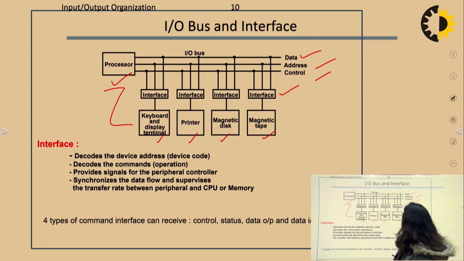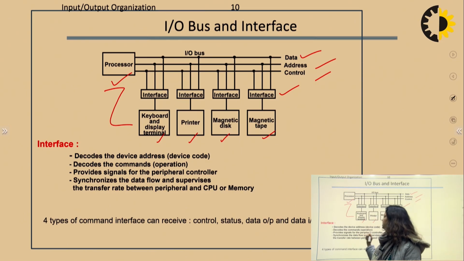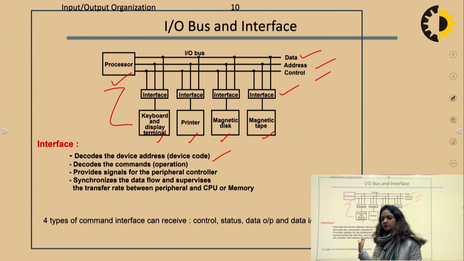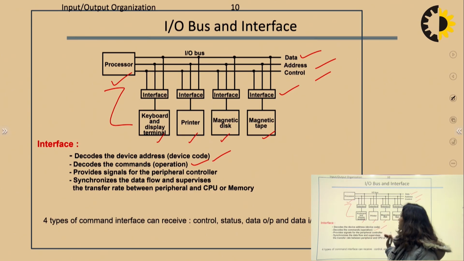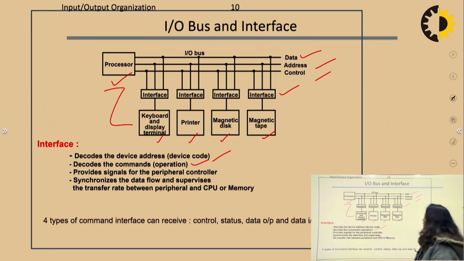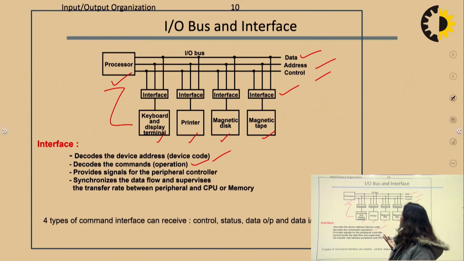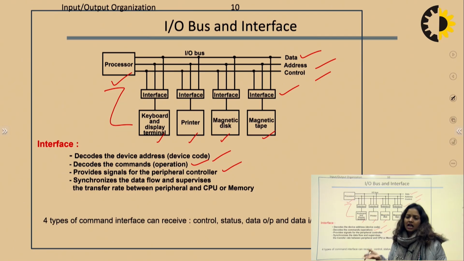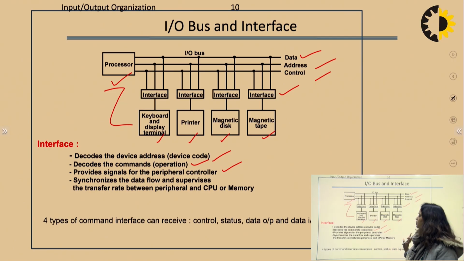Now, what is the role of the interface which is connected as an intermediate between the two? The first is that it decodes the device address that is put on the address bus. Second, it decodes the command and the operation, determining which unit the address placed on the address bus belongs to. The next is that it provides the signals for peripheral control, that is, what kind of operation has to be performed, either a reading operation or a writing operation. These control signals are also connected with the interface.